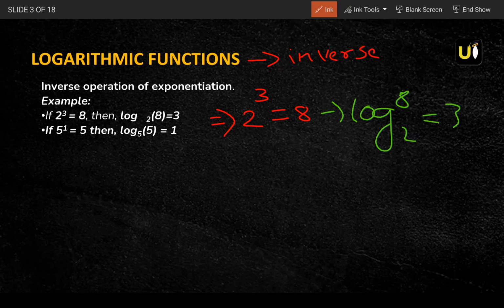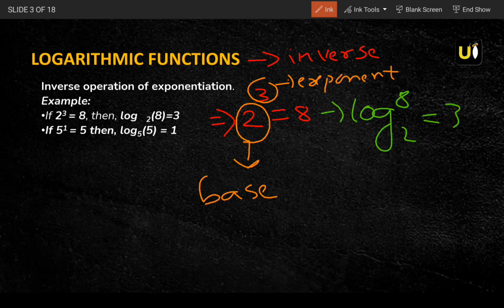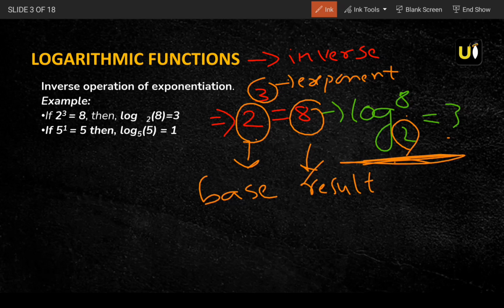Observe here what the terms are changing. 2 is termed as the base, 3 is the exponent. We have discussed this in the previous lecture itself, and this is the result. So we say this as log 8 to the base 2 is equal to 3. In general, when you are given the exponent form, this is how you convert it into logarithmic form.